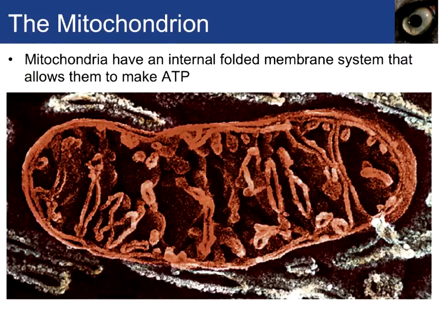So this picture shows an electron micrograph of the inside of a mitochondrion. As you can see, mitochondria have an internal folded membrane. Again, this is a similar idea to what we saw in the chloroplast. So this folded membrane allows for the generation of ATP.